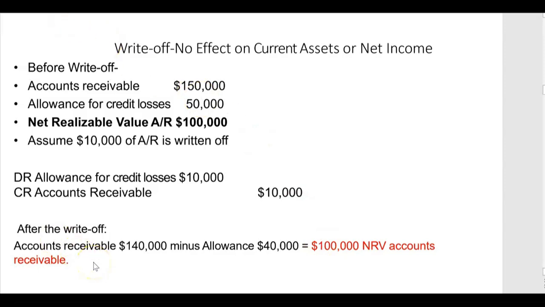Why did NRV stay the same? Because the accounts receivable went down by $10,000 and so did the allowance. So the two components of NRV, they changed. They both went down by $10,000, but the total net realizable value of accounts receivable stays at $100,000. So before and after a write-off, NRV doesn't change, and you'll need to know that for the exam.